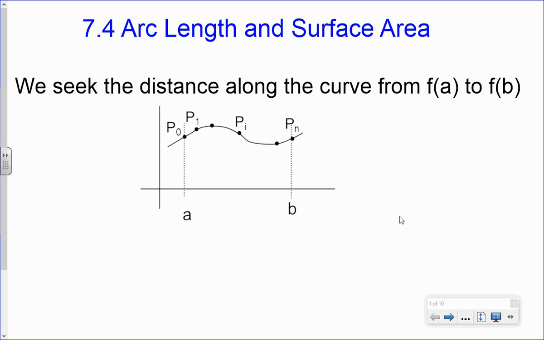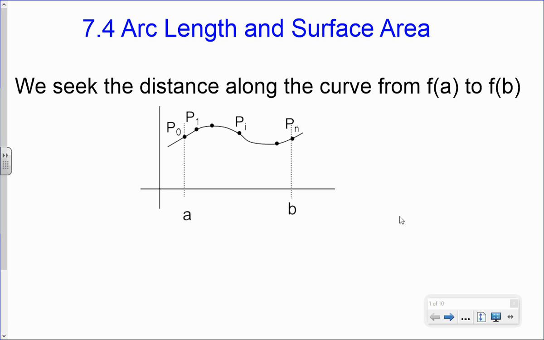Now, what if I want the distance along a curve? So I have a piece of string just laying there. Can we calculate the arc length, aka the distance along that curve, in some way?